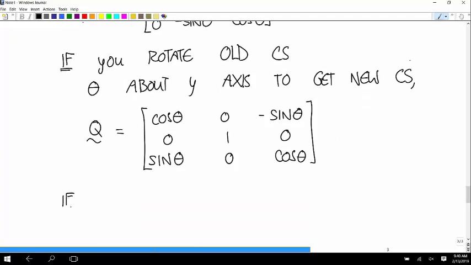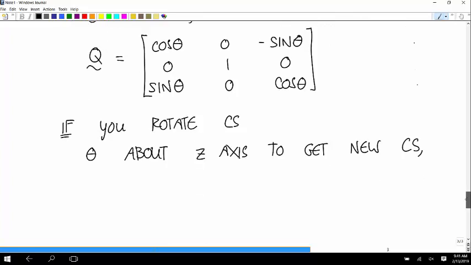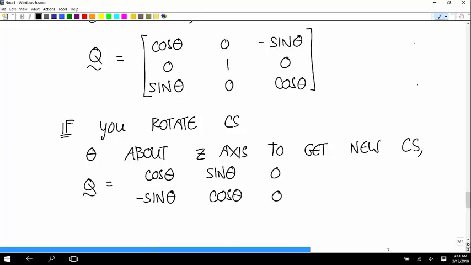And then last, if you rotate the old coordinate system theta about the z-axis to get the new coordinate system, then the rotation matrix is cosine theta, sine theta, 0; negative sine theta, cosine theta, 0; 0, 0, 1.